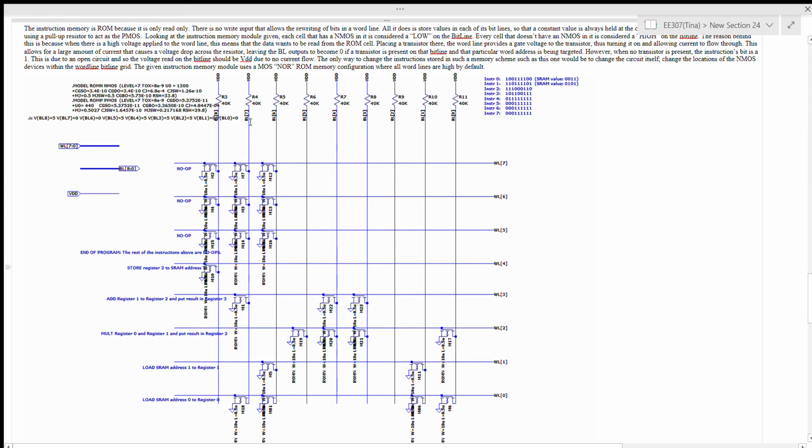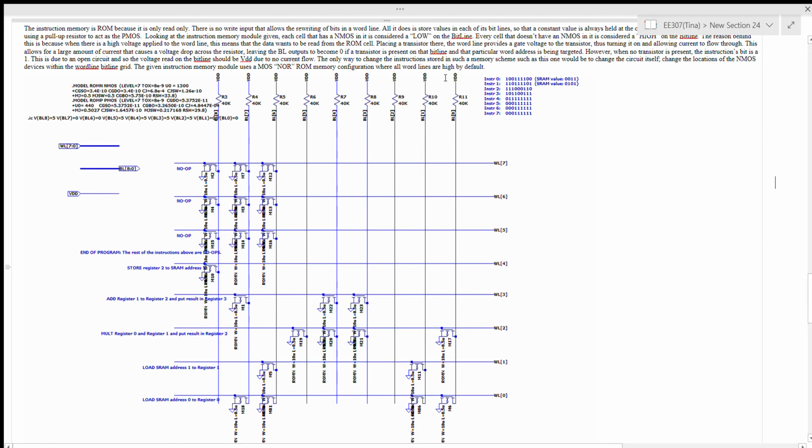So this bit line output is going to be low, so it's going to be close to zero if a transistor is present on that bit line and you're reading from word line 0, let's say. However, when no transistor is present, so let's say at word line 0 at bit line 5, when no transistor is present, the instruction's bit is a 1. This is because there's nothing connected, there's no transistor turning it on due to an open circuit, and so the voltage read on the bit line should be VDD due to no current flow.